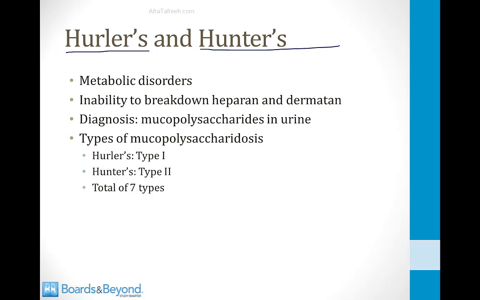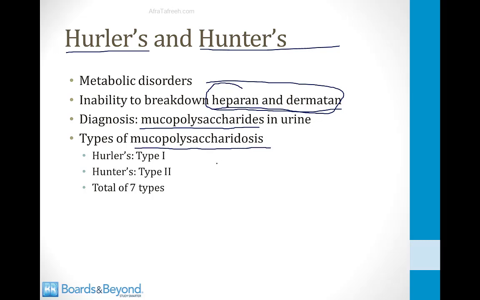And both of these disorders occur due to inability to break down heparan and dermatan sulfate. And you can diagnose these by finding elevated mucopolysaccharides in the urine, and that should make sense to you because, as we just saw, heparan and dermatan sulfate are both examples of mucopolysaccharides. And in fact, both of these disorders are part of a class of very rare disorders called mucopolysaccharidosis disorders. Hurler's is called a type 1 mucopolysaccharidosis, Hunter's is a type 2, and there are a total of 7 types.